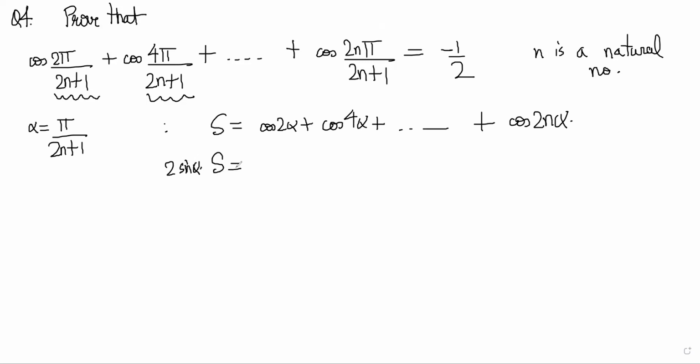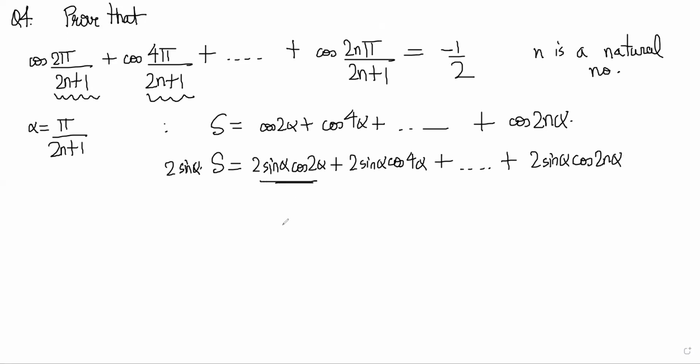Okay. So why are we multiplying by 2 sine alpha? Because we will be able to split each term and write it as a difference of 2 terms. So what happens here? It becomes 2 sine alpha cos 2 alpha plus 2 sine alpha cos 4 alpha and so on till 2 sine alpha cos of 2n alpha, right? Now, what is this? Think about it. This is basically the difference between sine of 3 alpha minus sine of alpha.